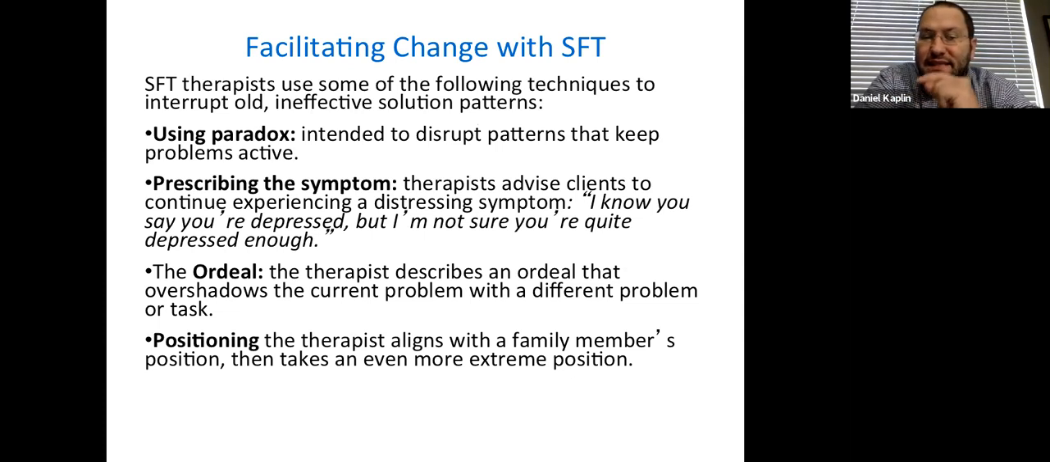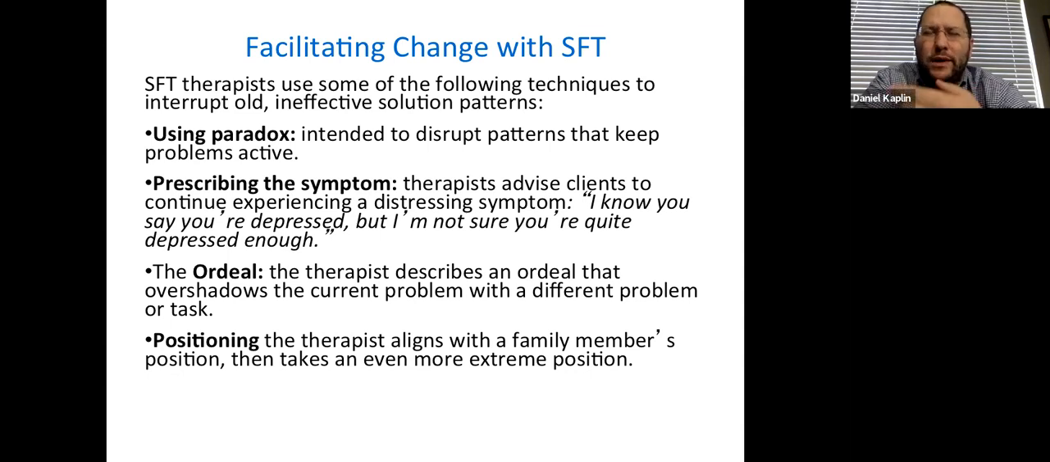Now, you might see some of these are consistent with REBT, rational emotive behavioral therapy, and some of the existential models that we talked about. But at this point, there is a recycling of ideas. So using paradox, that is intended to disrupt patterns that keep the problem active, right? So pulling to the opposite. Prescribing the symptom, right?